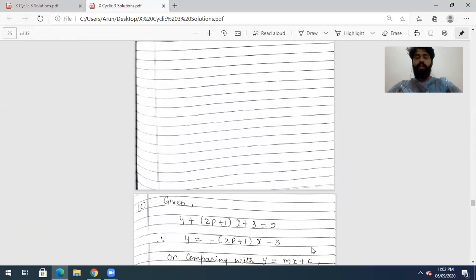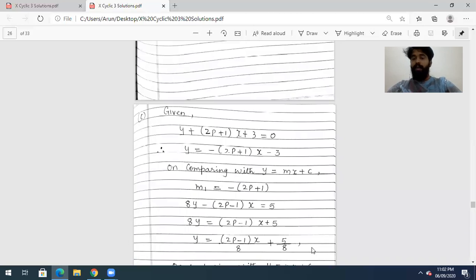Moving on to the next question. It is given y + (2p + 1)x + 3 = 0 and 8y - (2p - 1)x = 5 are perpendicular to each other. Find the value of p. Now these two lines are perpendicular to each other. We know two lines are perpendicular when the product of their slopes is -1. So we are going to find the slopes of both these lines.